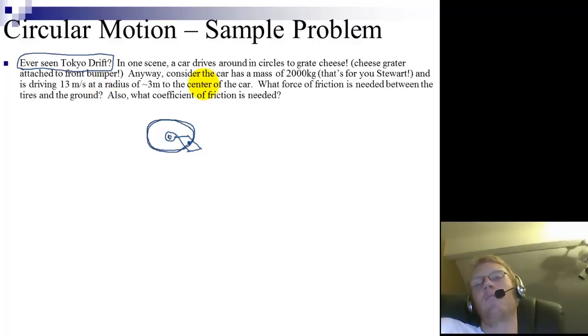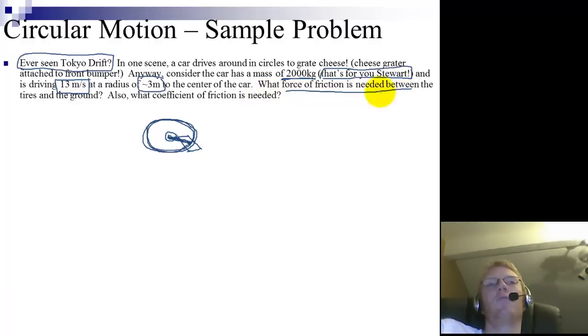So I've estimated these numbers. I don't know how well this is going to work out, but assume the center of the car is around 3 meters away. So from the center of the car to the center of the cheese is 3 meters, and the car is moving at 13 meters per second around this path. I estimated that since it seemed reasonable based on the size of the car and how long it takes to go around. And for Stuart, who's corrected me on the typical mass of cars, thank you, sir, we're going with a 2,000 kilogram car.